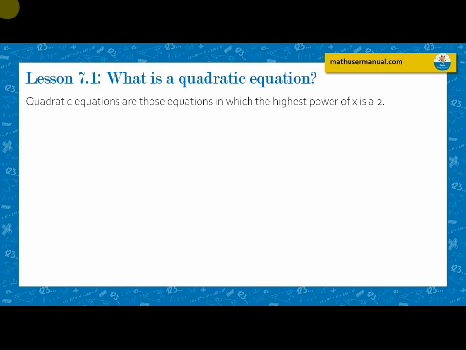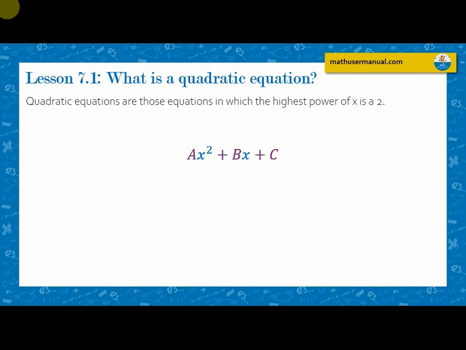Quadratic equations are such a big topic in algebra that they get their own unit in this Algebra 1 course. But what are quadratic equations? Quadratic equations are those equations in which the highest power of x is a 2. And quadratic equations follow this format.